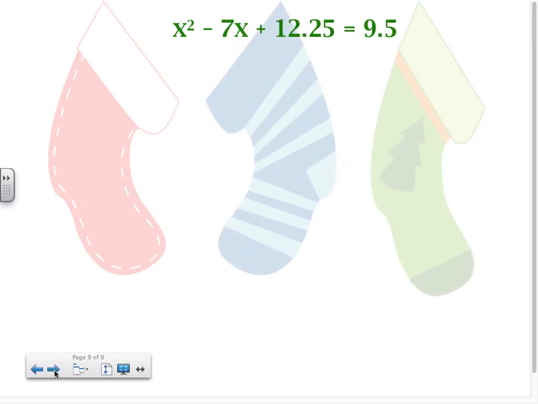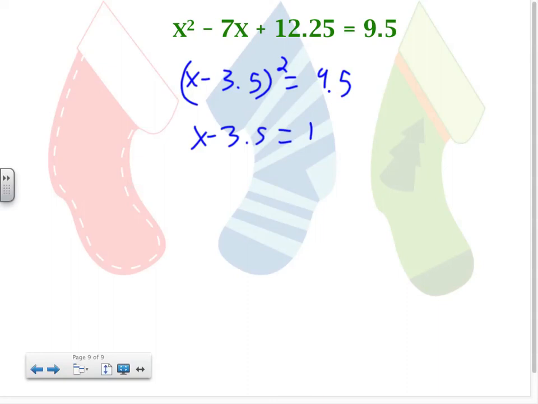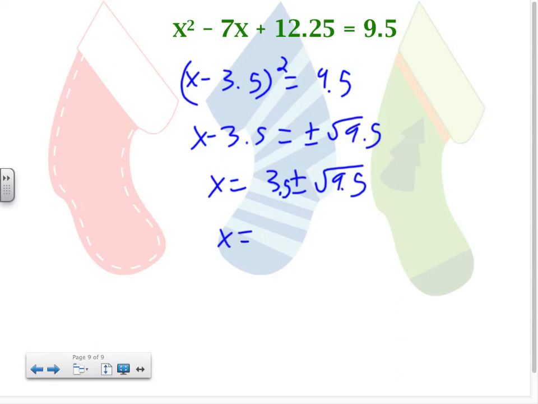And lastly, x minus 3.5 squared is 9.5. X minus 3.5 equals plus or minus the square root of 9.5. X equals 3, or sorry, 3.5 rather, plus or minus the square root of 9.5. And x is 0.418 and 6.582.